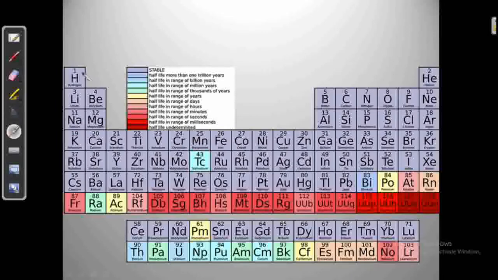You can see that there is a large number of rows, and there are vertical columns. These vertical columns are known as groups. This is the first group, this is the second group, and this is the third group, etc. And the horizontal rows are known as periods. This is one period, this is another period, etc. So there are vertical groups and horizontal periods in a periodic table.